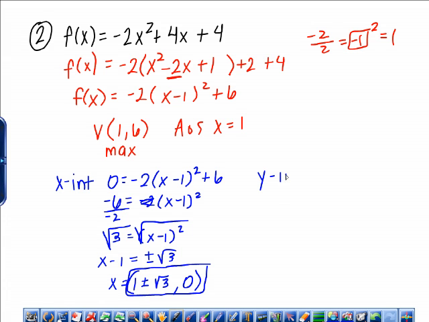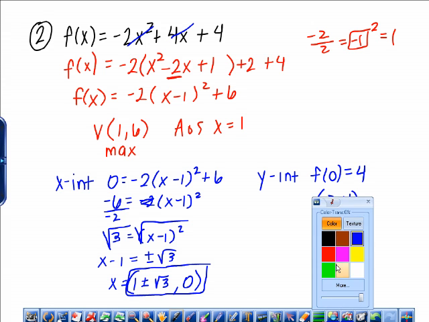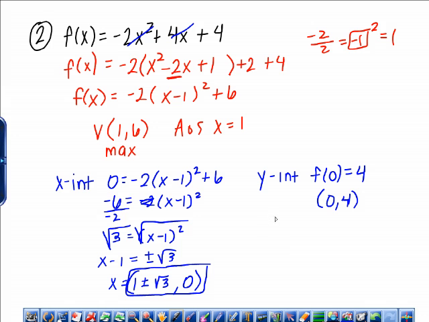Okay, my y-intercept is found by figuring out what f of 0 is. Again, it's always easier to look up here, and then you can just write it. So that's (0, 4). All right, so let's think about what our graph is. Let's plot a little sketch of this graph.